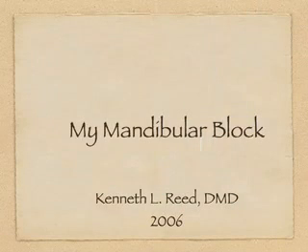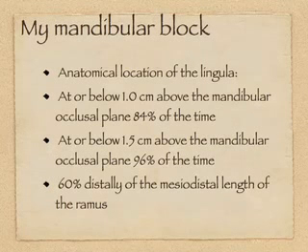The following is my version of a mandibular block. One of the landmarks for the mandibular block is the lingula. The Halsted mandibular block is traditionally taught with a needle penetration site of 1 centimeter above the mandibular occlusal plane. Research shows that the lingula lies at or below 1 centimeter above the mandibular occlusal plane 84% of the time.